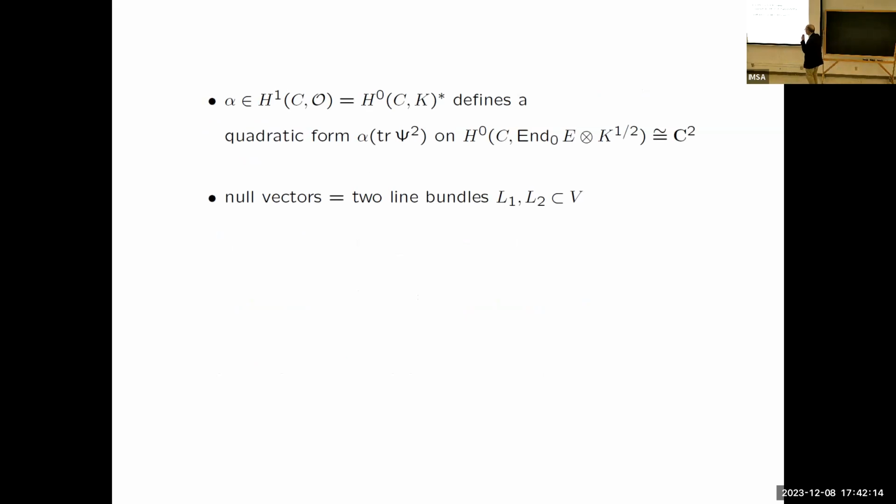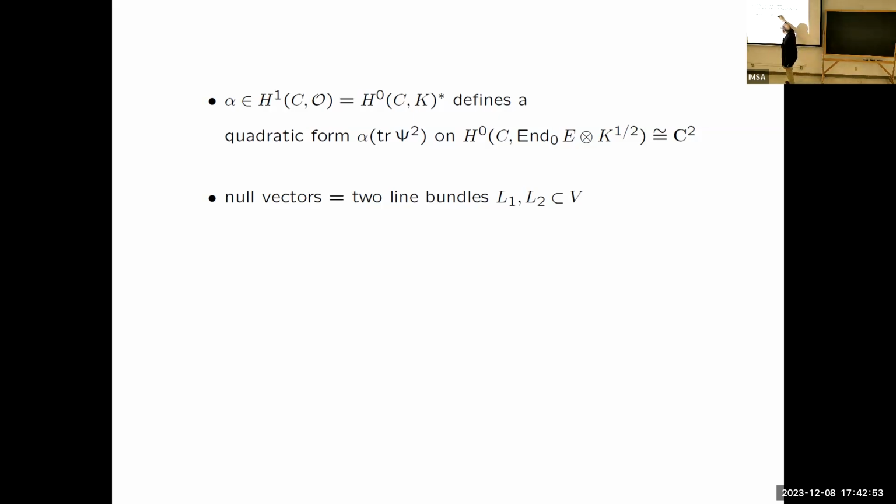But that just tells us what the top exterior power of this vector bundle is. If we want to get more information about it, here's one way of doing it. If I take something in the dual space, as a space of differentials, then I take my Spinor-valued Higgs field, trace chi squared with my alpha, and I get a quadratic form on this two-dimensional space.